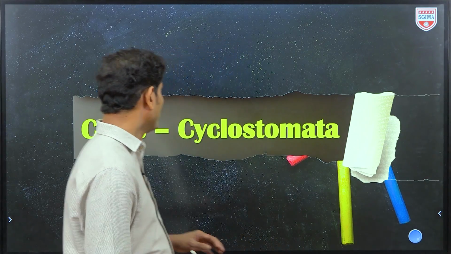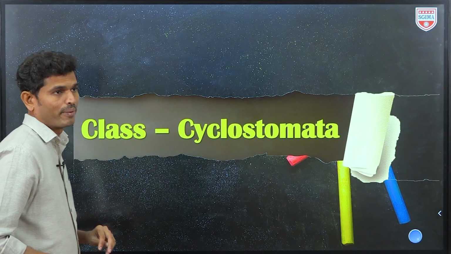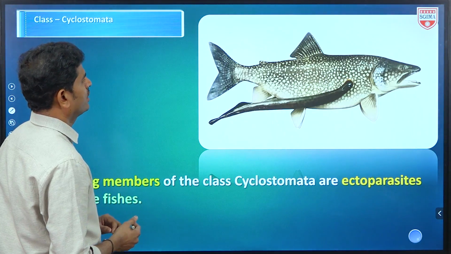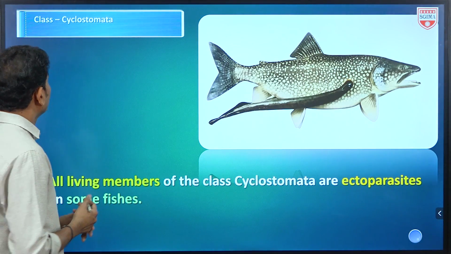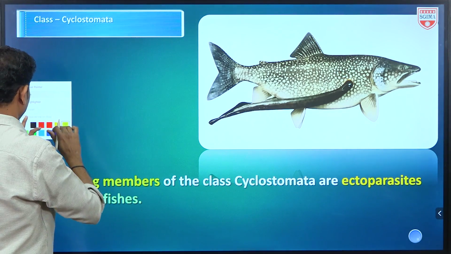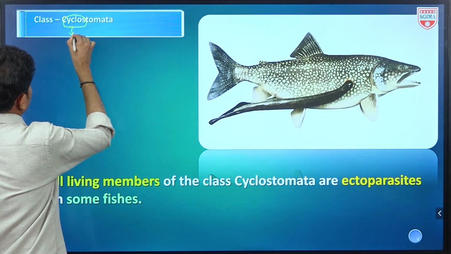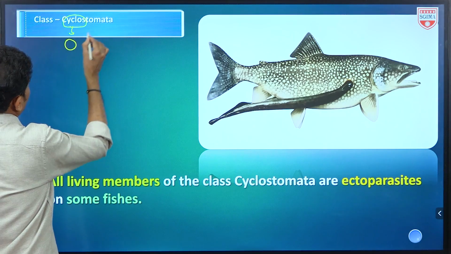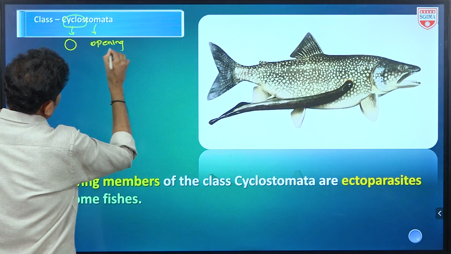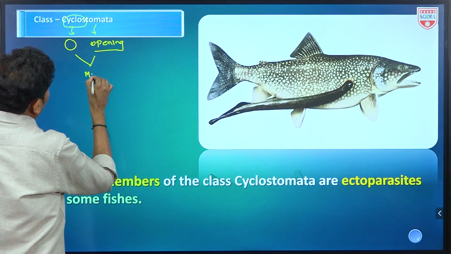Yes, good morning. Now, in this session, we are going to discuss class Cyclostomata. Let us see what the characters given here are. Yes, Cyclostomata, what is it? Cyclostomates: cyclo means round, stoma means opening. So what it indicates is a round opening, that is nothing but the mouth of the organism.